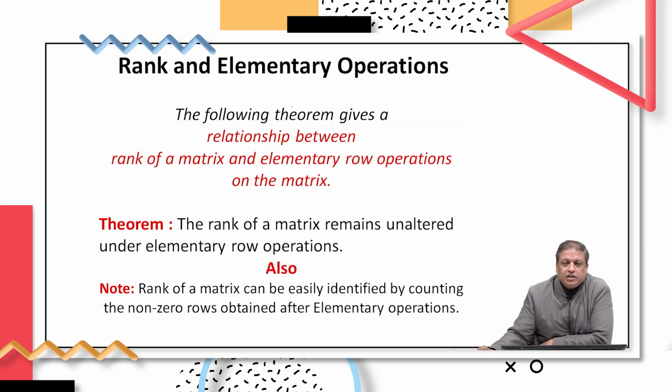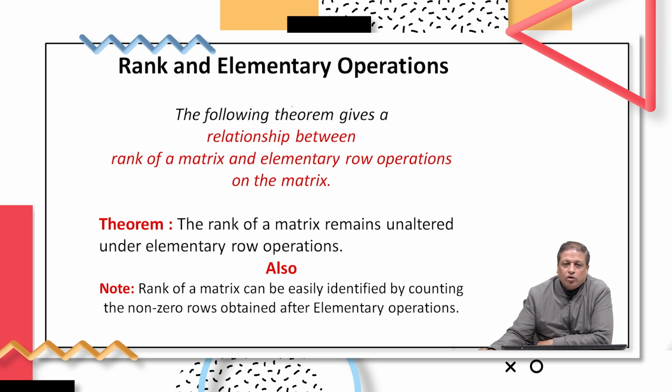Now, there is a relationship between the rank of a matrix and the elementary row operations, which is given by a theorem. We are not going to prove this theorem, but it says that the rank of a matrix remains unaltered under elementary row operations. Apart from this, the rank of a matrix can be easily identified by counting the number of non-zero rows obtained after elementary operations, whether row operations or column operations.